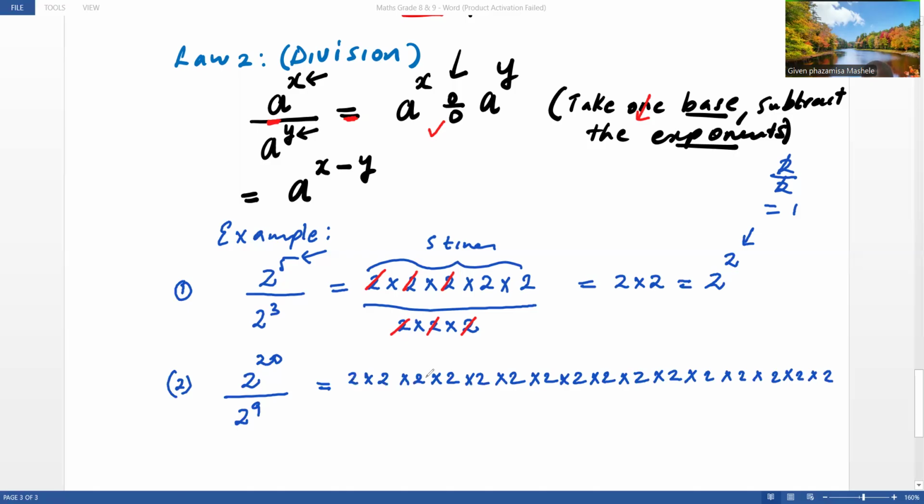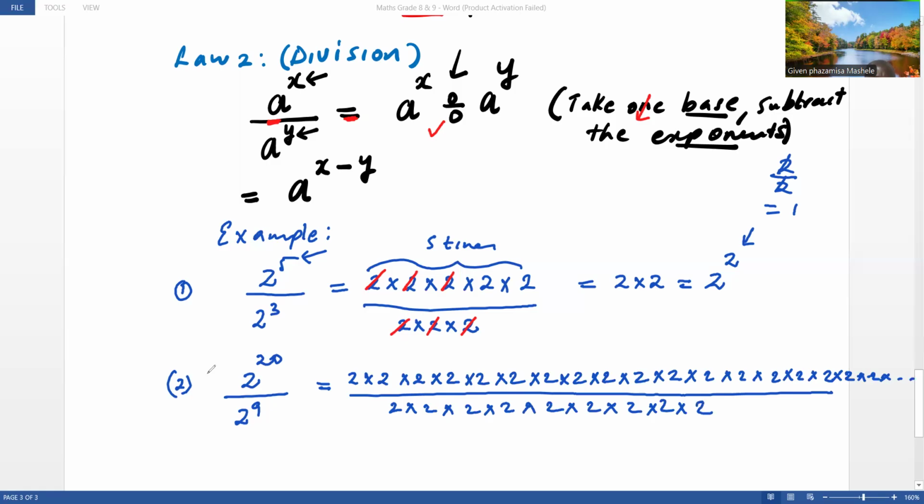So it's 1, 2, 3, 4, 5, 6, 7, 8, 9, 10, 11, 12, 13, 14, 15, 16. Imagine you have to do 20 times. Then divide these by how much? Remember, there's still another one. I don't want to keep on writing times 2 and so on. So this will be 2 times 2 times 2 times 2 times 2 times 2 times 2 times how many? 1, 2, 3, 4, 5, 6, 7, 8, and 9.